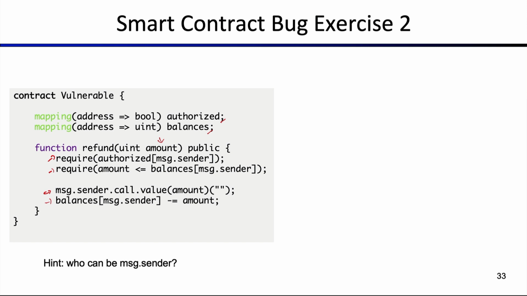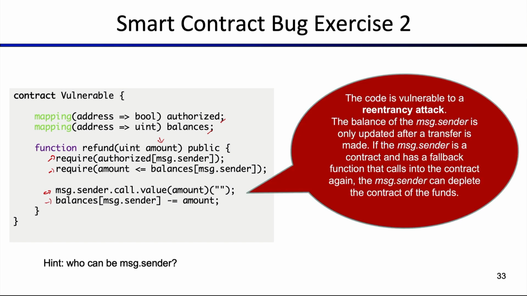All right, so I give you a little hint. Who can be message.sender really when calling the smart contract? Well, anyone can be message.sender, right? But the bigger picture here is that the code is, again, vulnerable to a reentrancy attack, right?